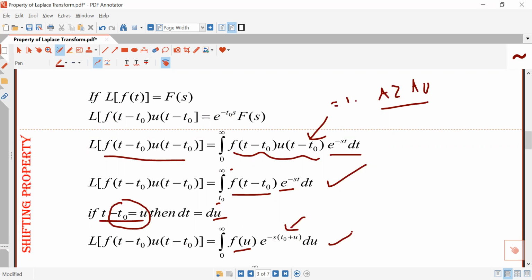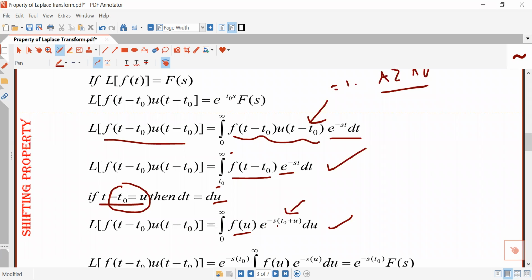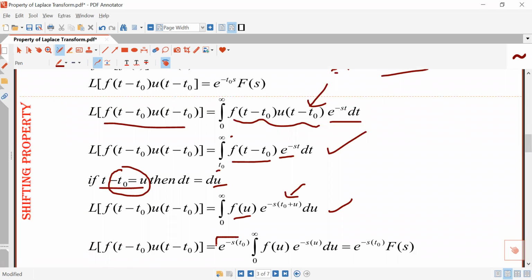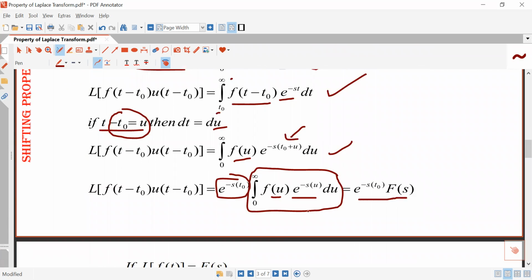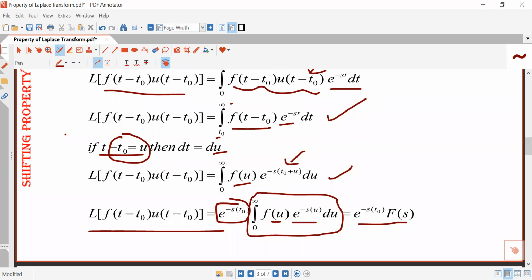And in place of dt, you will have to write du. So this is the integration with respect to u. So e to the power minus st0 will be constant for this integration, because this is integration with respect to u. So this term will come outside the integration, and inside the integration there will be f(u) e to the power minus su du. And what is this? This is Laplace transform of f(t), which is F(s). So you can write this. So in this way you can prove the Laplace transform of f(t minus t0) u(t minus t0). So this is shifting property 2.